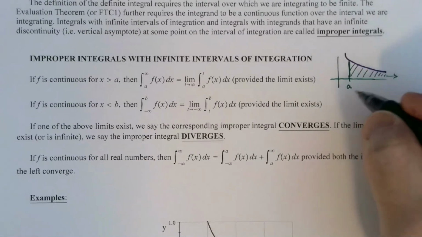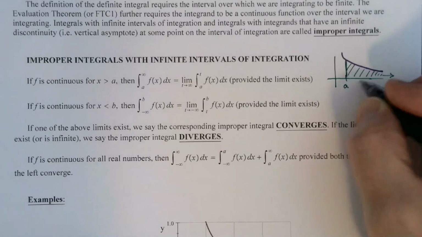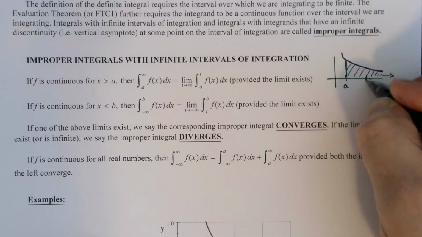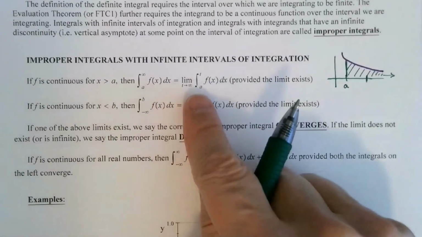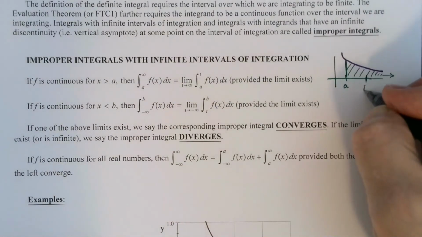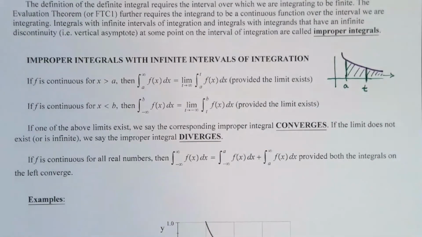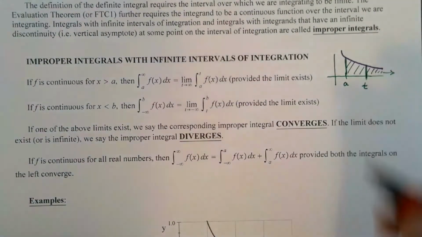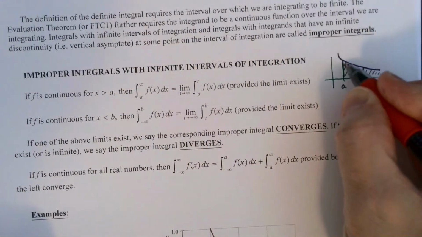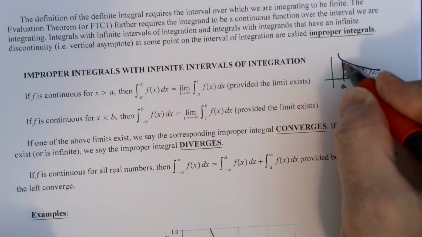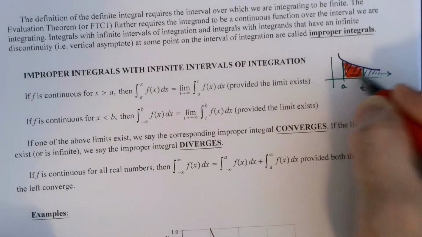Now the idea behind finding this area is this: instead of going from a to infinity, I can't use the fundamental theorem of calculus on that, but I choose some value of t, right? This value of t is going to be greater than a, so right to here. And now from a to t, whatever t is, I can find that area, right? That area I'll shade in. That's certainly something we can find with the fundamental theorem of calculus, right? So I can find this area.